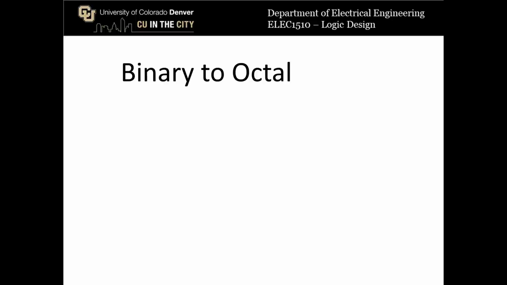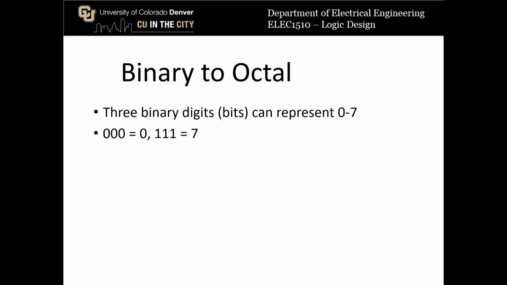Okay, so we had covered octal and hex numbers in the previous lecture video. One thing that is done fairly commonly is conversion between binary and octal and hex. So we'll cover binary to octal first. Basically, how this works is that 3 binary digits, or bits, so whenever you hear about a certain number of bits, like a 64-bit computer, that means binary digit. 3 binary digits can represent 0 through 7. So the first being 000, which is equal to 0, and the last being 111, which is 7.